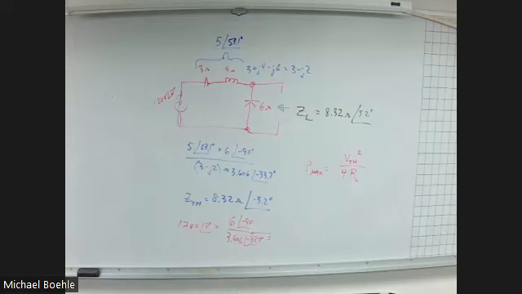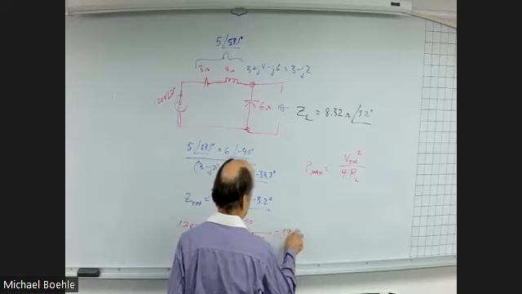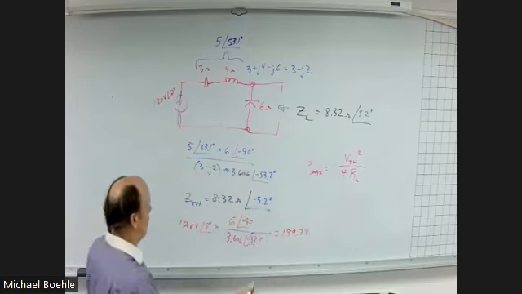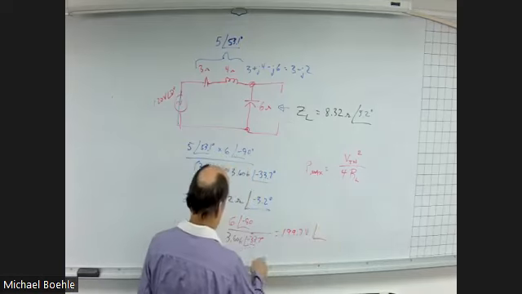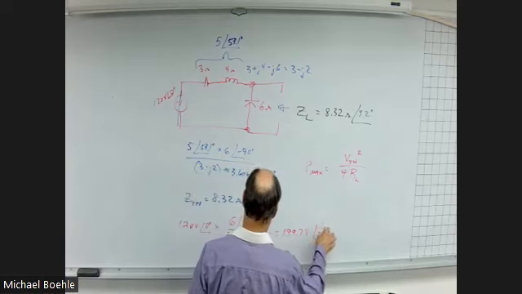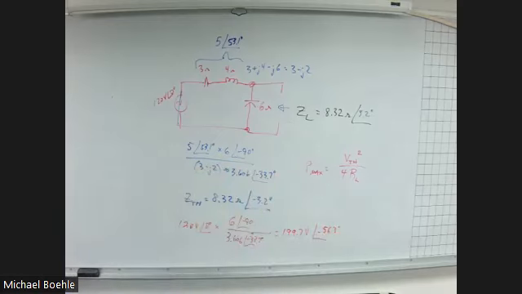Times 120. Oh, sorry. Times 120, or 199.7 volts. Now the angle will be what? Negative 90, minus the minus becomes a plus, so it'll be negative 56.3 degrees. I don't really care about the voltage angle. It's the magnitude of the voltage that I need.